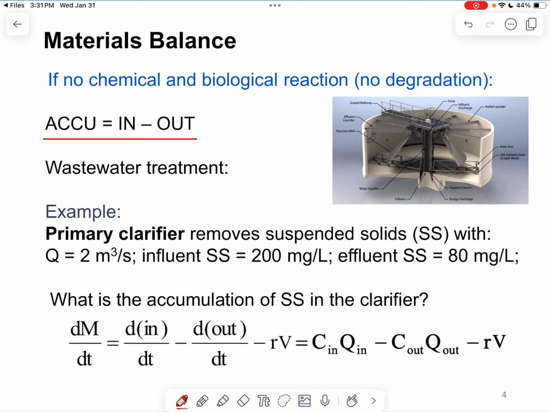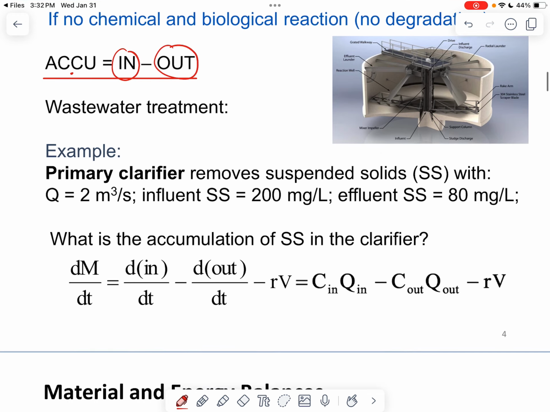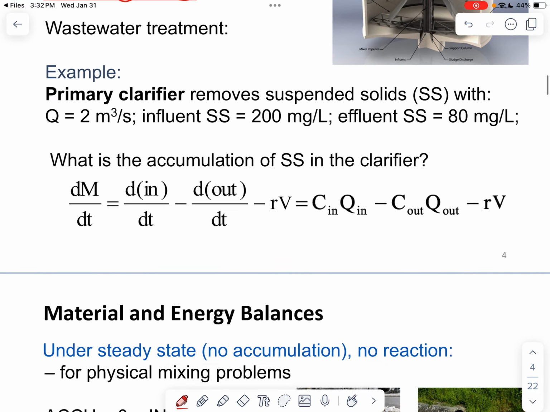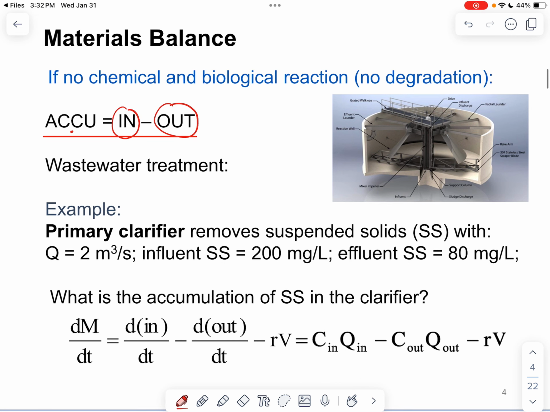It's just the particles or suspended solids getting settled down, right? Under this situation, you can calculate the accumulation of the suspended solids by just using the inflow of the suspended solids minus the outflow of the suspended solids, right? So now we discuss the scenario where we have the accumulation equals in minus out. But can it be even more simple?